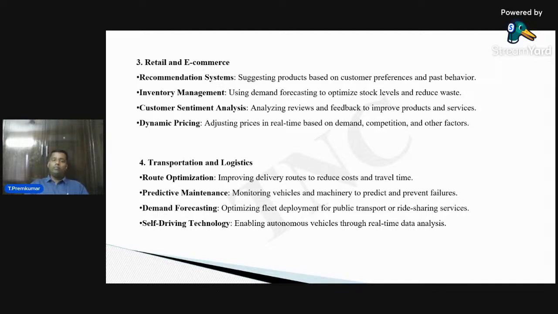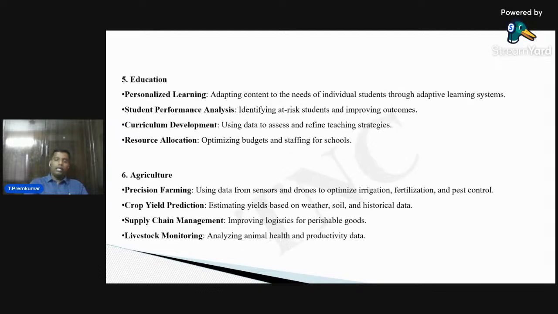The next one is demand forecasting, which optimizes fleet deployment for public transport or ride-sharing services. The fourth one is self-driving technology, enabling autonomous vehicles through real-time data analysis, which relates to real-time data analytics. The next one is the field of education. It is widely used in education to personalize the learning process, improve student performance analysis, and support curriculum development and resource allocation.